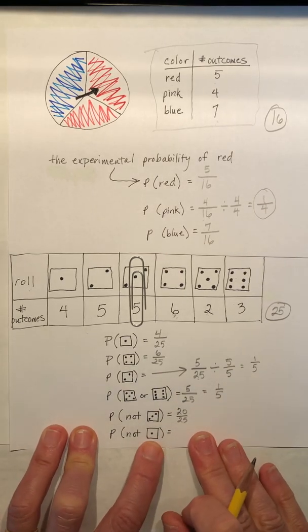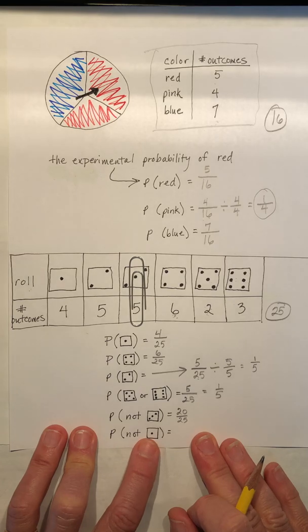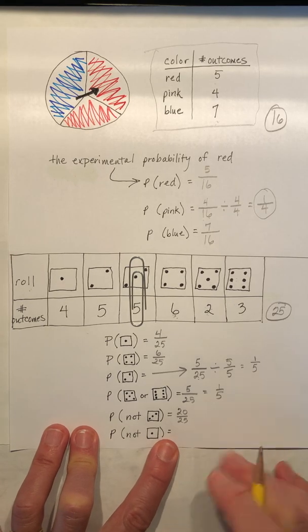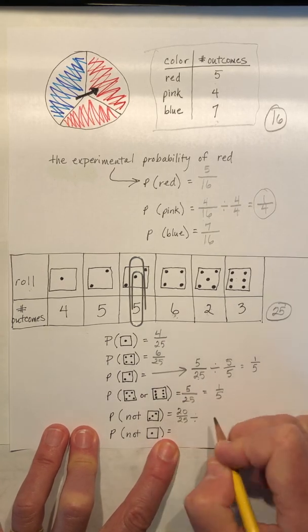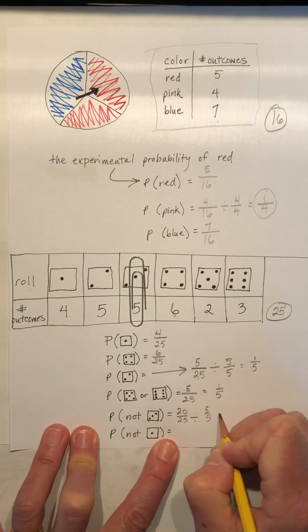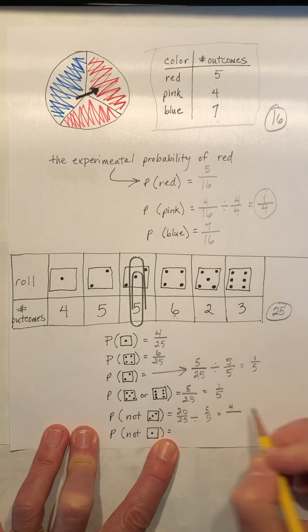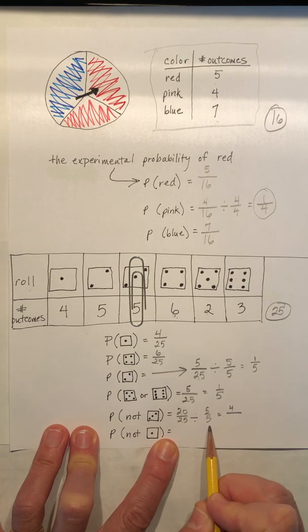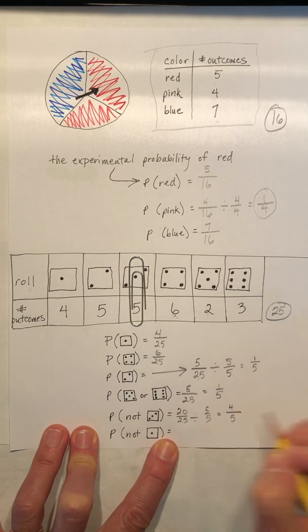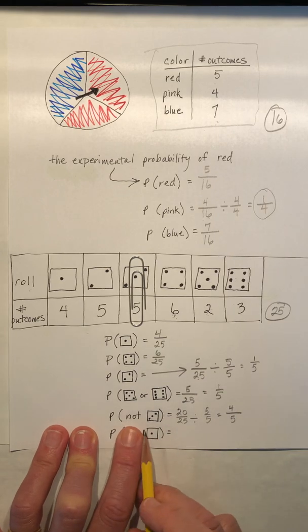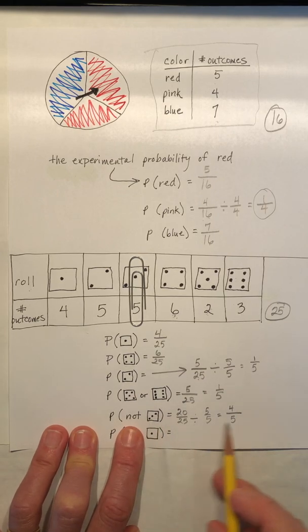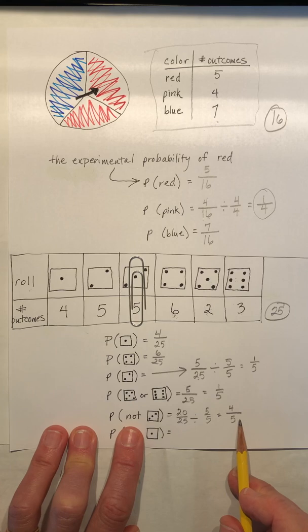Can that fraction be simplified? It can. Top and bottom can both be divided by 5. 20 divided by 5 is 4. And 25 divided by 5 is 5. So the probability of not getting a 3 is 4 out of 5, the experimental probability.